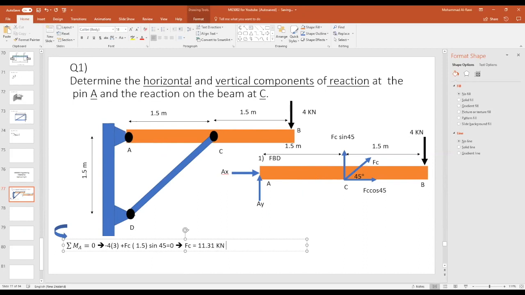Please try it now and check the answer. Perfect. Some of you got it. Good, good, perfect, perfect. That's a great job.